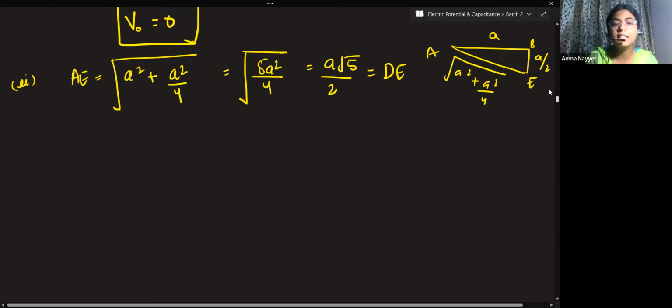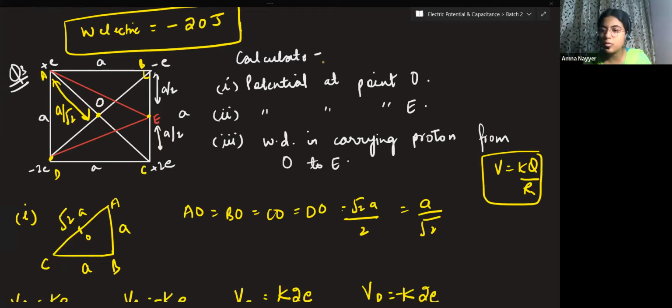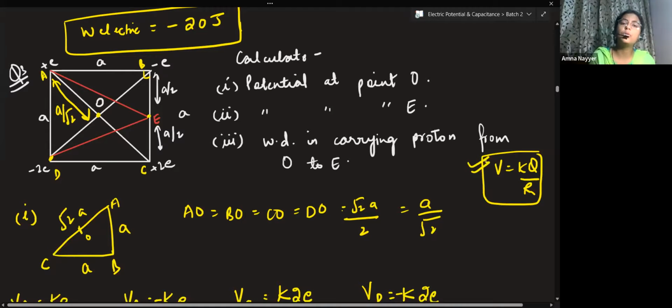So VE at this point, E point, first let us find out what is the potential. Again, like I've told you previously, you have to calculate the potential using this formula only. We had found the potential at point O using this same formula. Now see, V is equal to KQ by R. K is the constant, so for point E due to A, K will remain the same. Now Q, the charge at point A, is plus E. So you have KE divided by R. R is the separation between the point and the charge. That is AE, and AE we have just calculated, that is A root 5 by 2. So instead of R, we'll have A root 5 by 2. This is how we'll write.